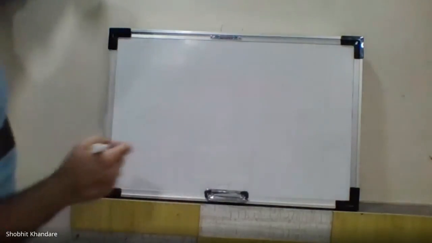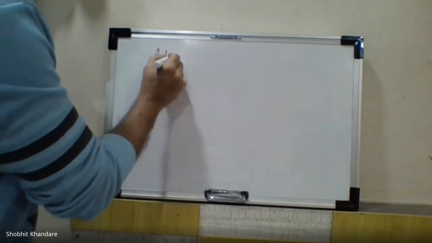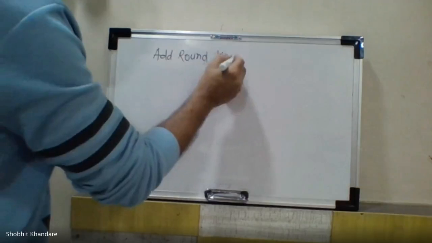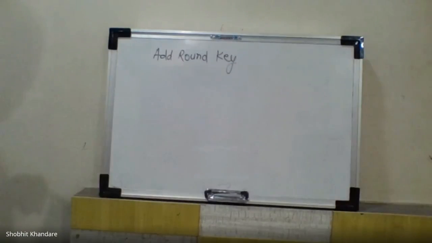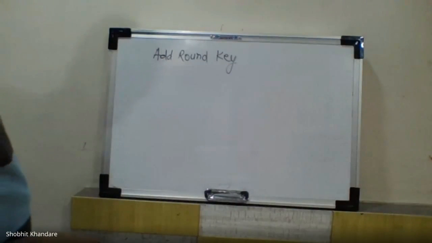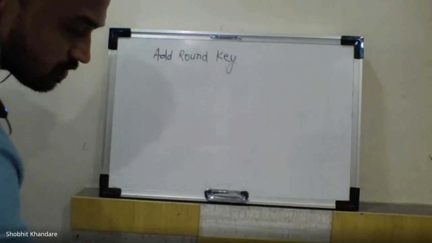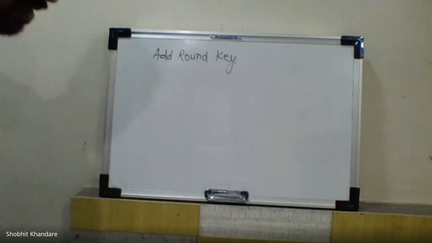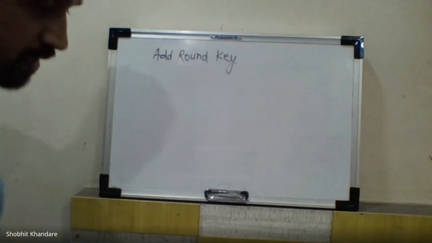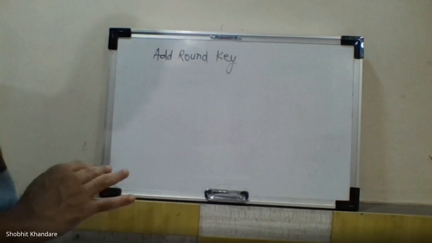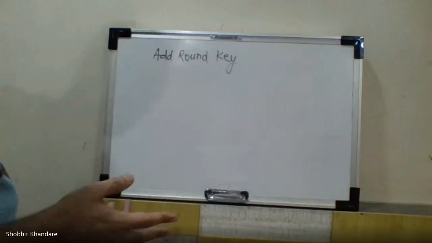Now the final one, that is add round key. This is the final one, add round key. And what have you written in the bracket? You have written XOR operation for this. We are doing the XOR operation, that is performing XOR operation with the state array, which is the output from the mixed column.